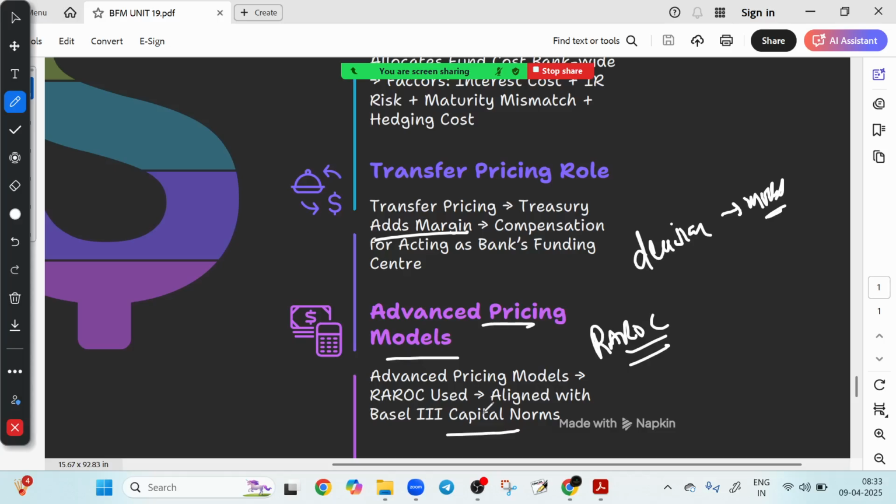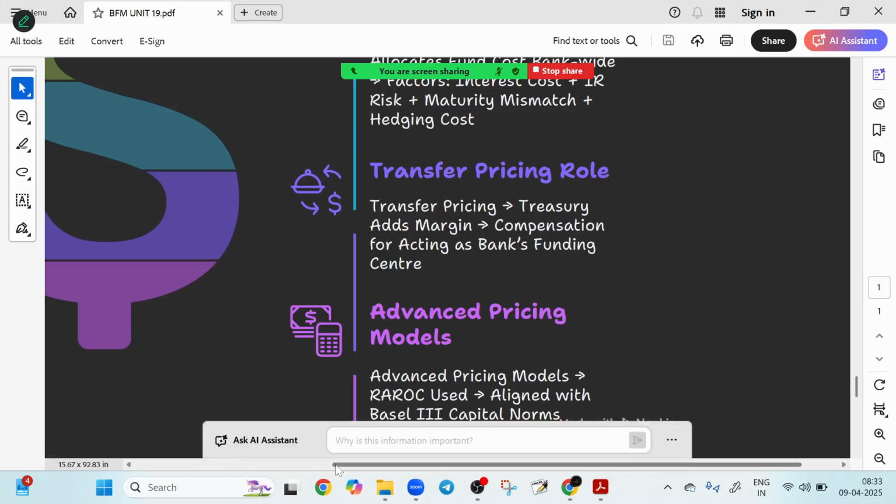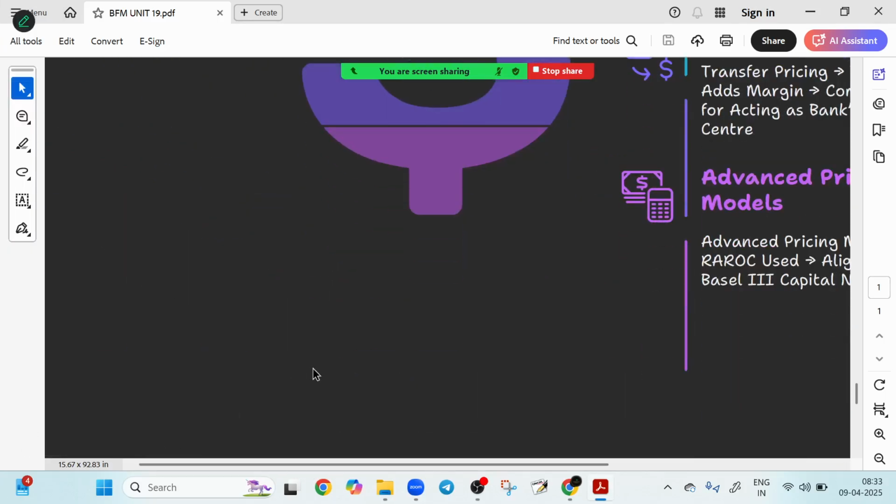So friends, from crafting products to pricing the risk, from serving corporates to driving internal efficiency, the treasury function is far more than just a support role. It's a strategic powerhouse that holds the bank's financial structure together. So you can see, understand how important the treasury is.